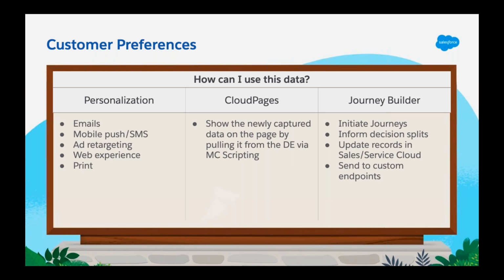And of course, Journey Builder. So it's a great place where you can initiate journeys. You can use the data extensions to inform your decision splits. We'll also talk about engagement splits here in a few minutes. You can build a custom activity to send this to other places.